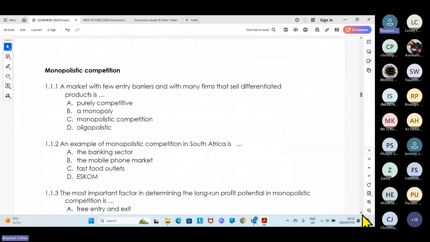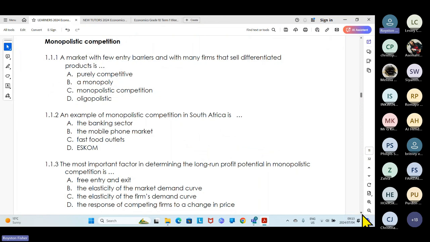Right, moving on to monopolistic competition. So here's again five questions. I'm going to give you about 5 minutes to complete it, and then you'll compare answers. I just would like to acknowledge Nkulesi as well for giving the correct answer there for 1.1.5. And then AJ, I don't know what school that is. You're also correct. Thank you.